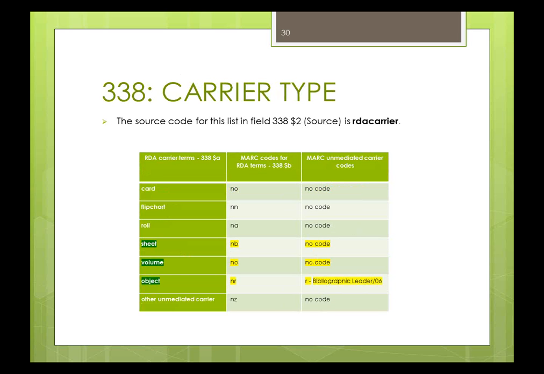Finally, in this 3rd table for carrier type, you will find that it is one of several tables in RDA and MARC related to carriers. So I've only grabbed the one most applicable to cartographic materials. Here, sheet applies to maps, volume applies to atlases, and object applies to globes. Once again, these fields are repeatable, so it is possible to use multiples whenever you need to.